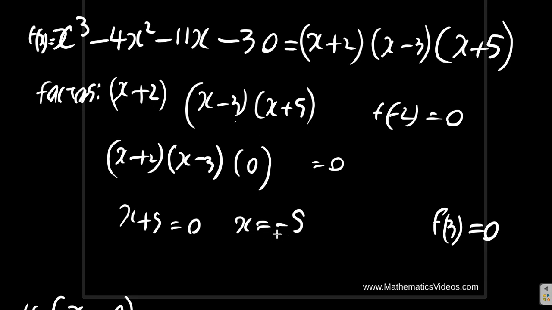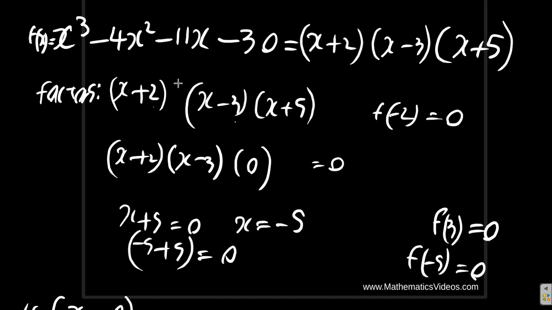So if x is negative 5, it means that negative 5 plus 5 equals 0, where you change this x to negative 5. So when you change x to negative 5, it's the same as saying f of negative 5. And when you do that and work it out, you get 0. So just like here, if you make x equal negative 2, you get 0. If you do it over here, you also get 0. Right?